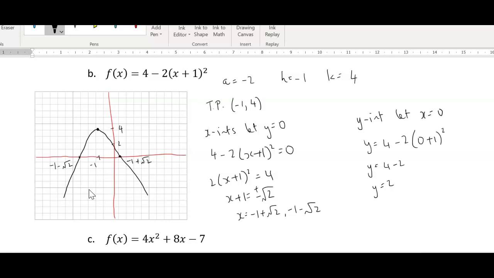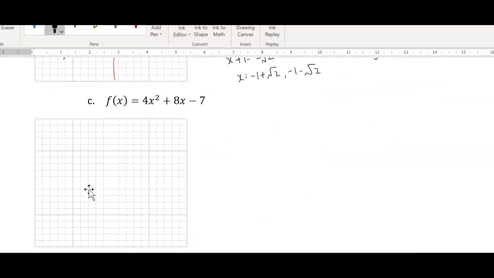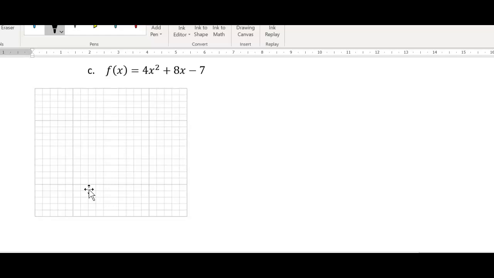Got your turning point, and then the y-intercept is at 2. All right, so for question C, this time we don't have it in turning point form. So you can see here we've got 4x squared plus 8x minus 7. So we do have a non-monic quadratic, which just means the coefficient of x squared is not 1. In this case, it's 4.